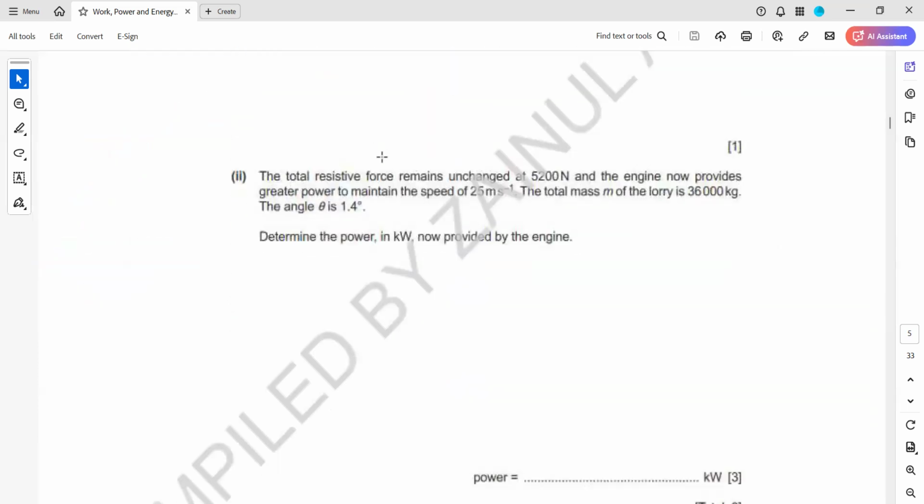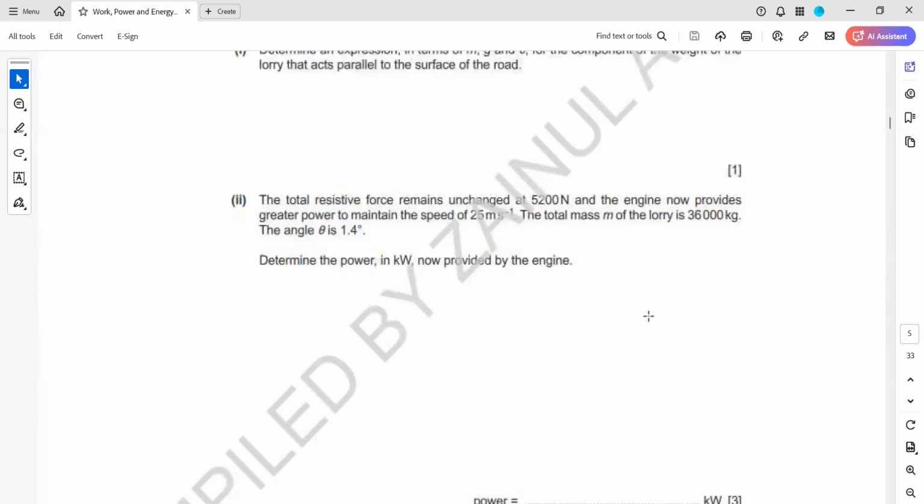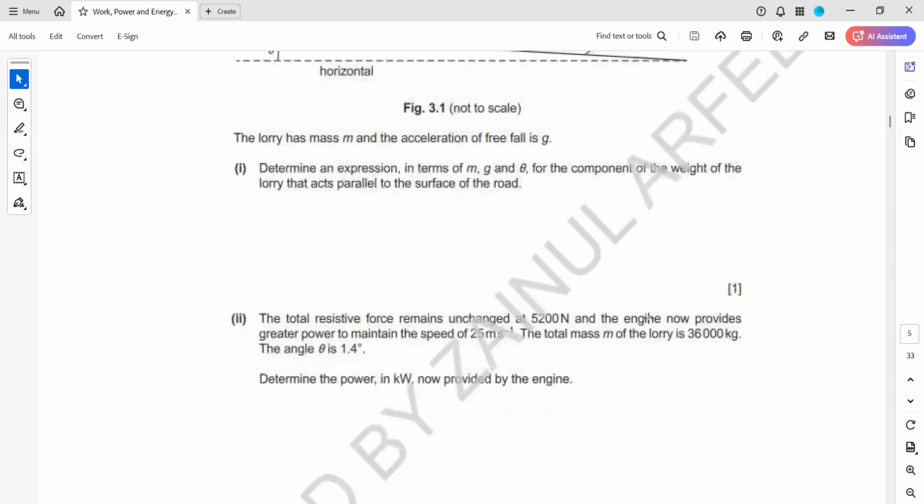The total resistive force remains unchanged, which is 5,200 Newton. The engine now provides a greater power to maintain the speed at 25. The total mass of the lorry is 36,000 at an angle of 1.4. Determine the power now provided by the engine.